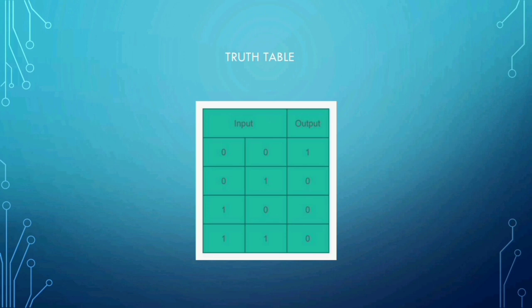Input 0, 0 will get the output 1. Input 0, 1, output 0. Input 1, 0, output 0. Input 1, 1 will get the output 0.